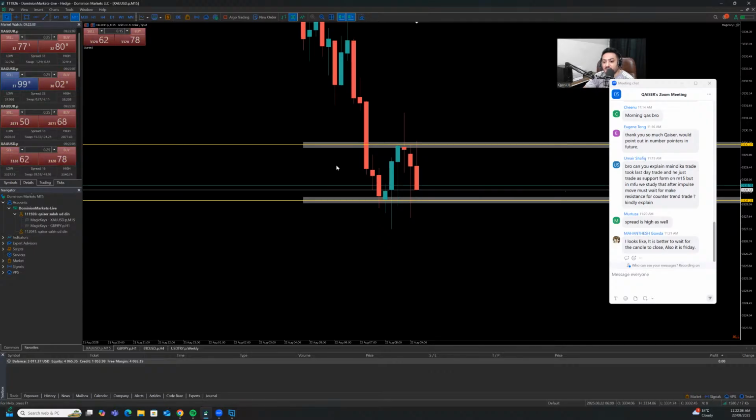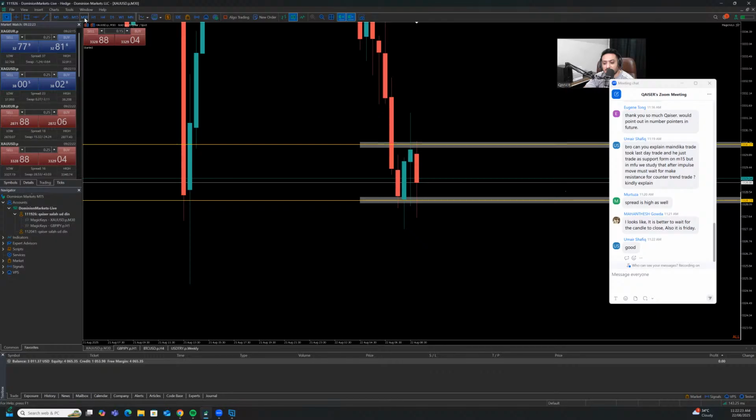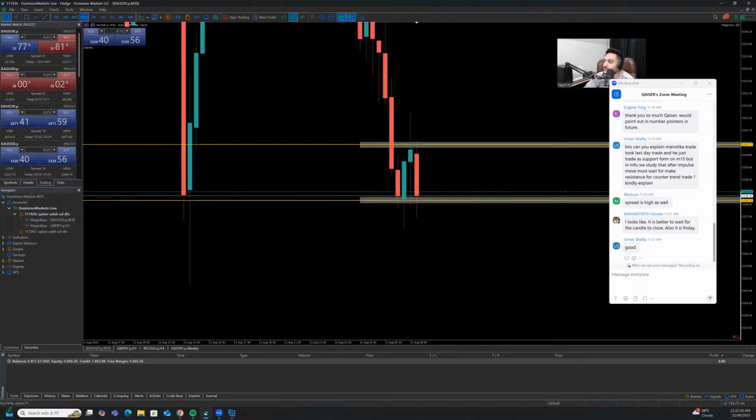Okay, spread is high as well. Yeah, I'm just looking at this one. Spread is actually 1.6 pips. Not that high, but yeah, good one. So just waiting right now. Again, just waiting. It would be better to wait for this 30-minute candle to close. So we're going to get something there.